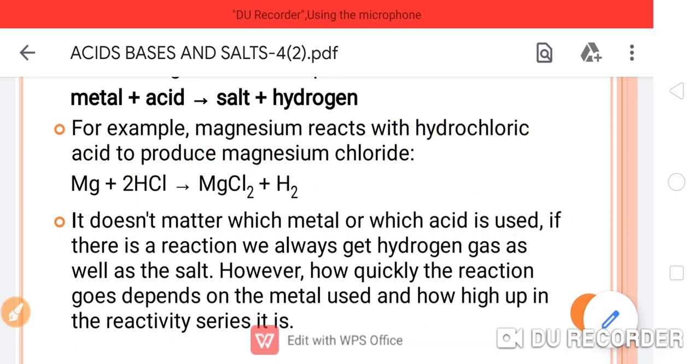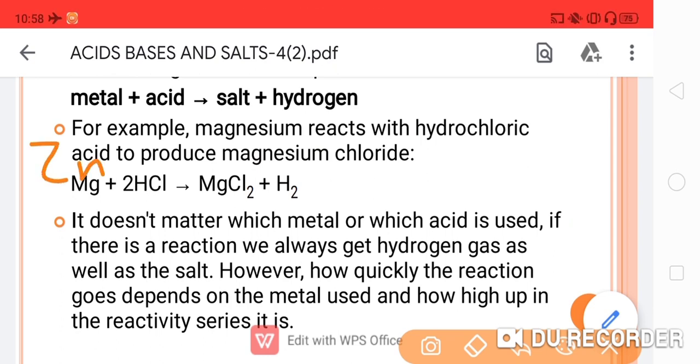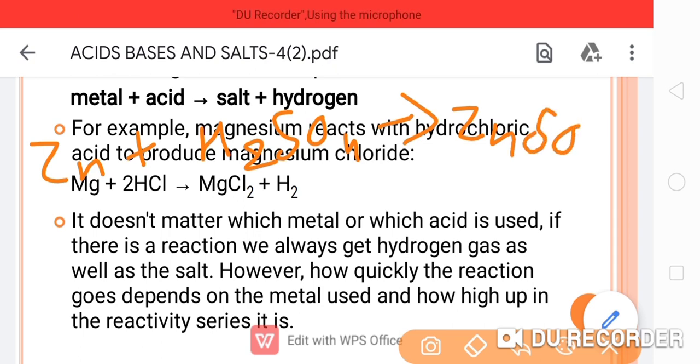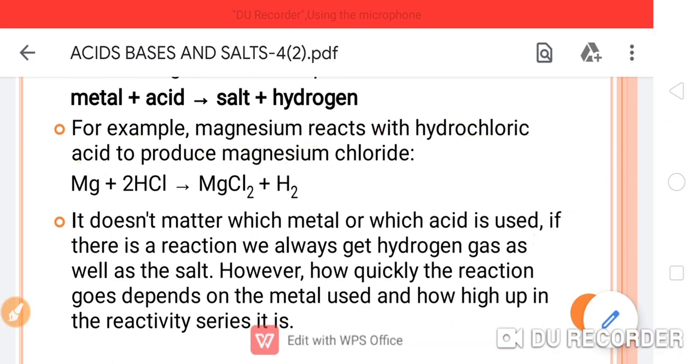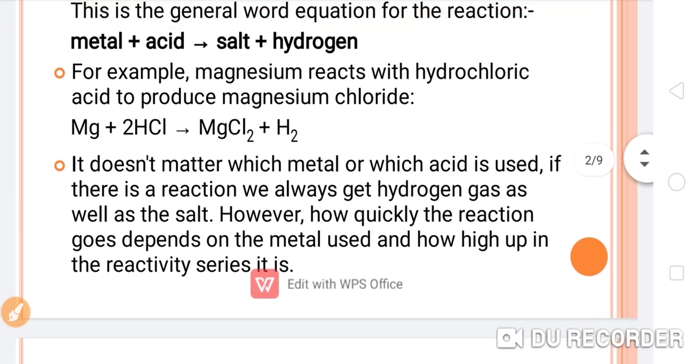Let's see another example. Suppose there are zinc granules and you place them inside dilute sulfuric acid. It will convert into the respective salt, that is zinc sulfate, and hydrogen gas will evolve during the chemical reaction. So this is another example. But the rate of reaction will be different with different metals when they react with acids. Let's see what is the reason behind it.